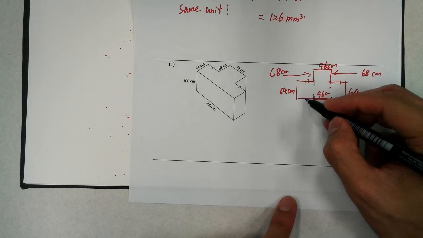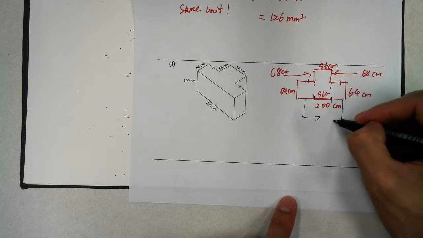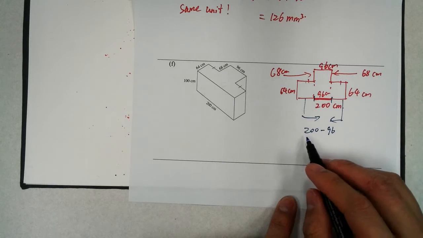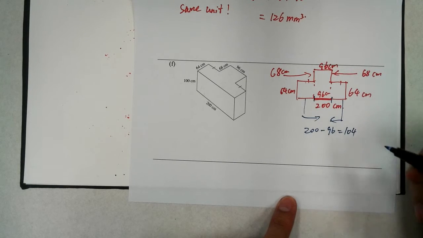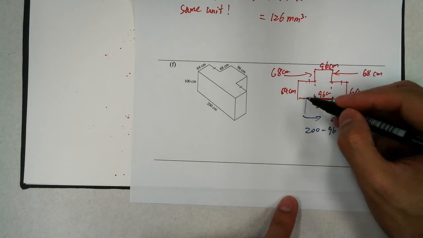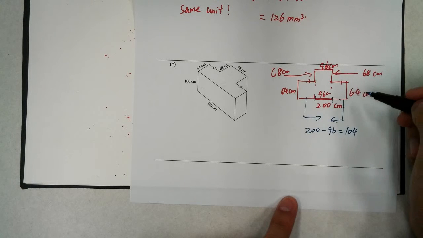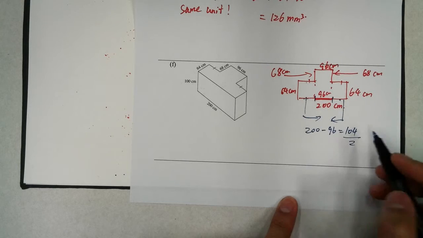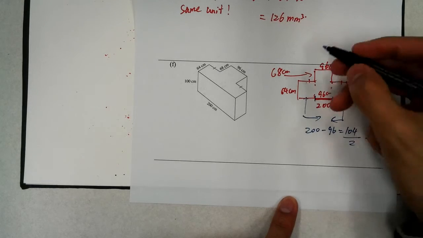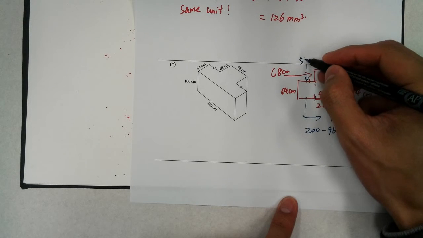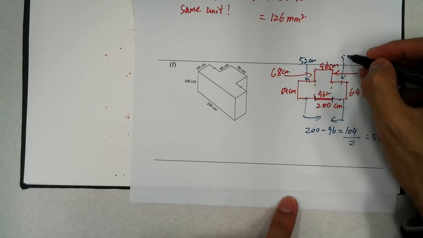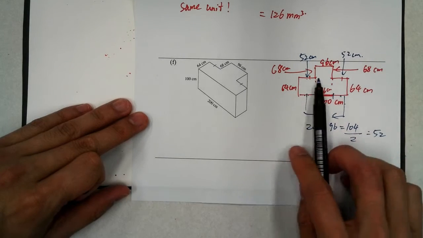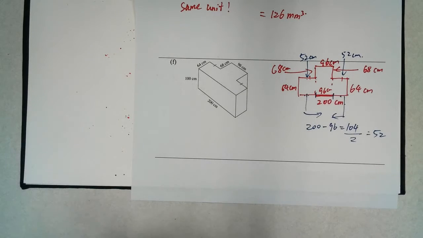So how many are left in total for the other two parts together? It should be 200 minus 96, which is 104. And because these two sides share the same length, I need to halve the rest of the length to make 52, which means the side of these two will be 52 centimeters. Okay, so this one we need to calculate to find the side, which is difficult.